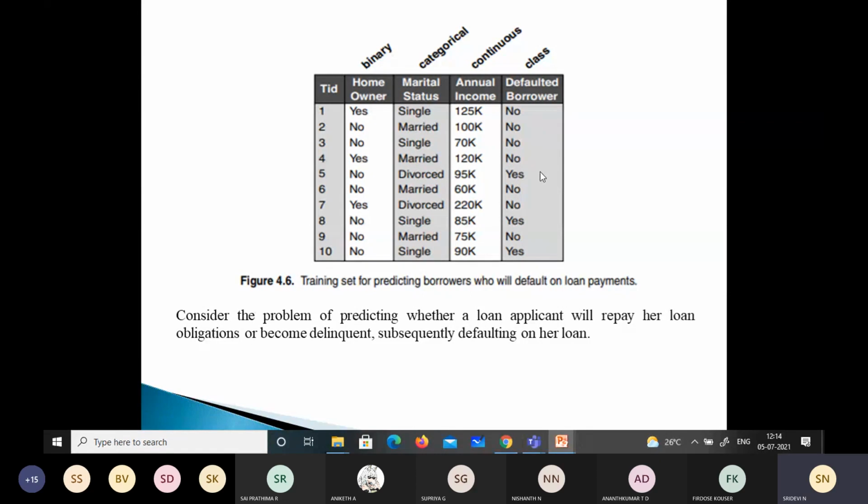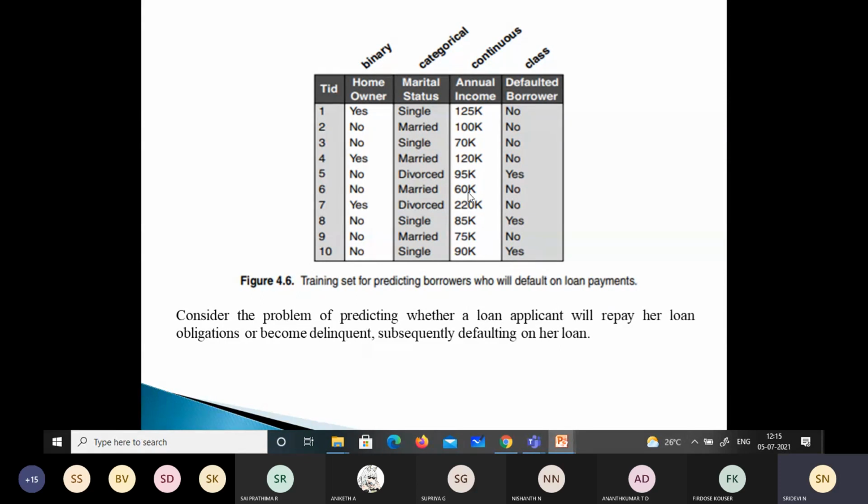Those people will become default borrowers. So we have 3 default borrowers and 7 people who have paid the loan. This is a problem of predicting whether a loan applicant will repay her loan obligations or become delinquent, that is, not able to pay the loan amount.